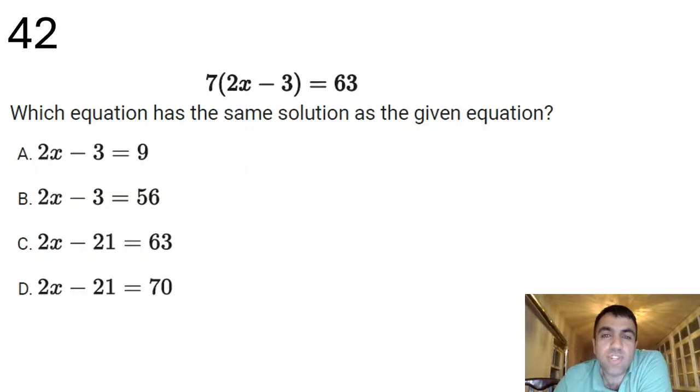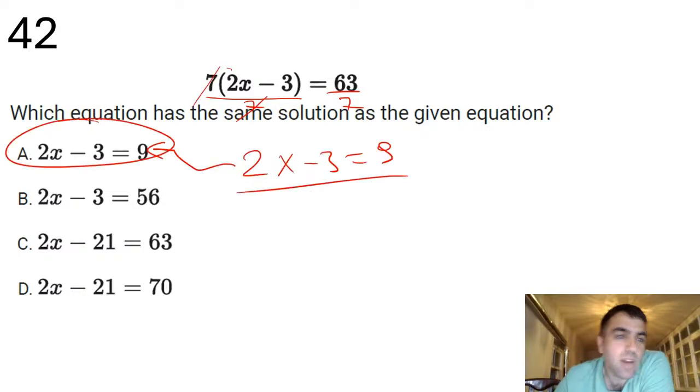Which equation has the same solution as the given equation? Here it says it is A. Yeah, we can divide both sides of the equation by 7, right? 2x minus 3 is equal to 9. And it is A. You were right.